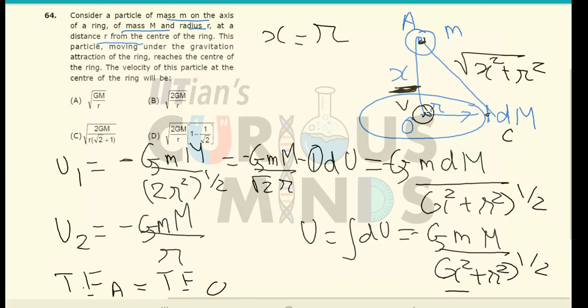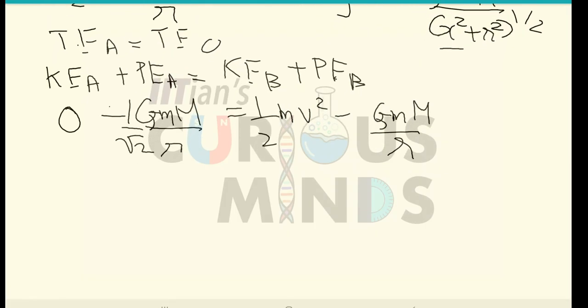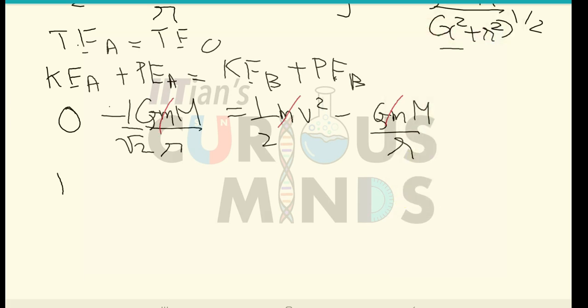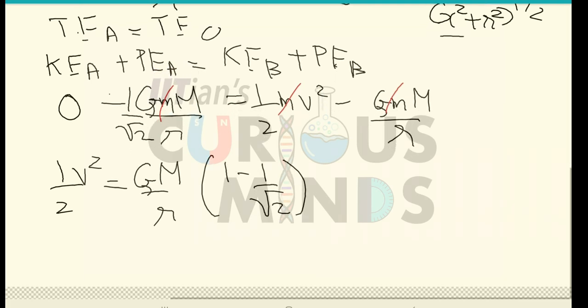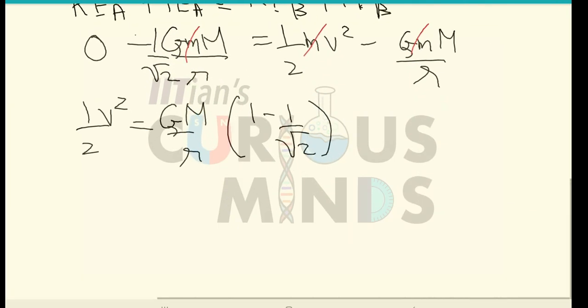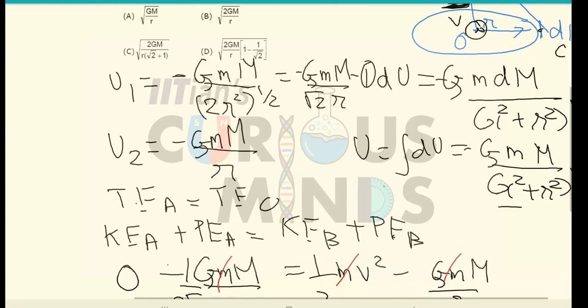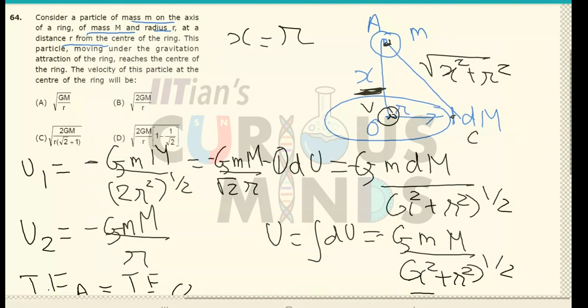So basically we have to find out the velocity. First of all, m will get cancelled out everywhere. So half v square is equal to G M by r, which can be taken as common, times 1 minus 1 by root 2. If I see the options, v will be equal to the square root of 2 G M divided by r times 1 minus 1 by root 2. This will be the velocity, which is equal to option number D.